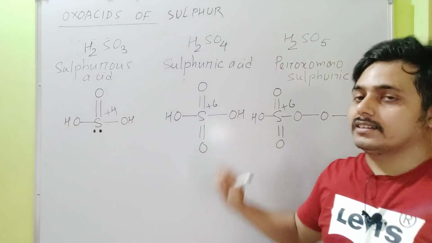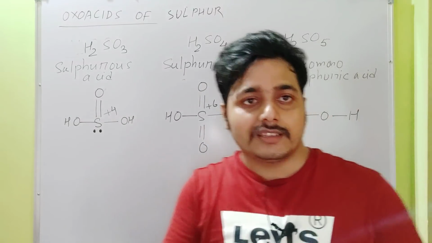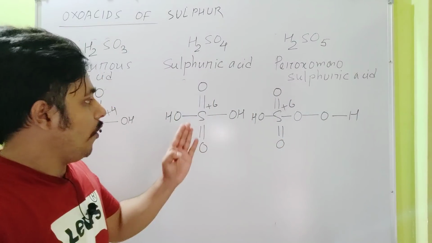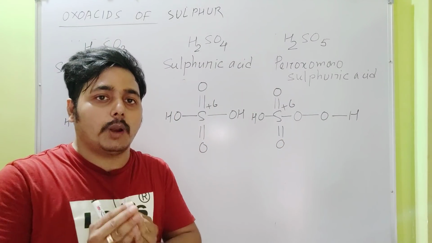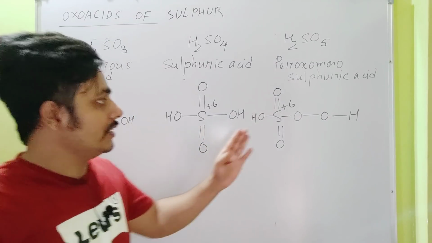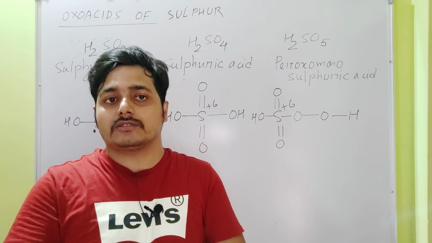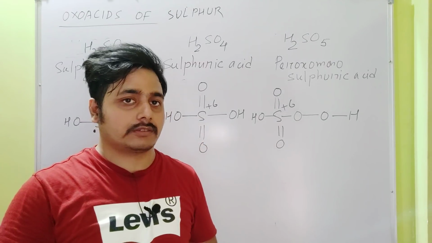In this case, the sulfur is forming 6 bonds. 6 bonds means what? All the 6 electrons are involved in bonding. Therefore, this sulfur has no lone pair. Similarly, this sulfur also has no lone pair of electrons. Okay?